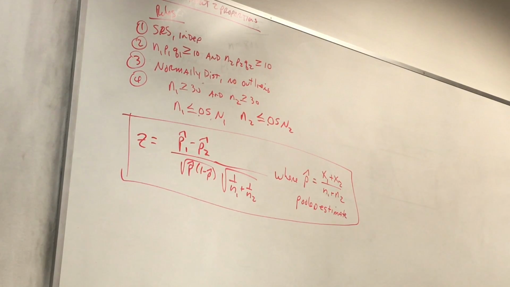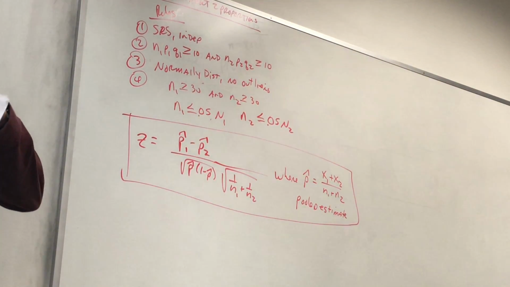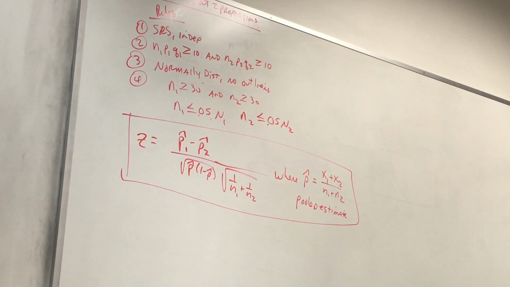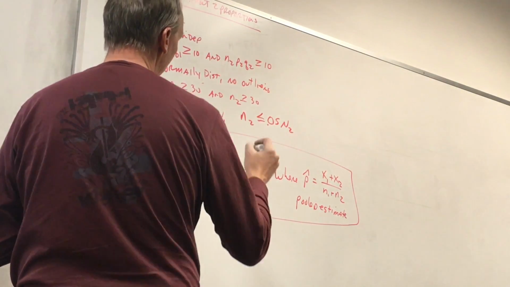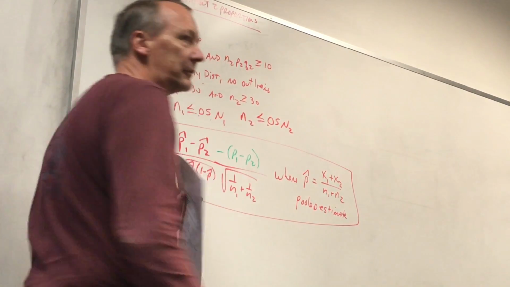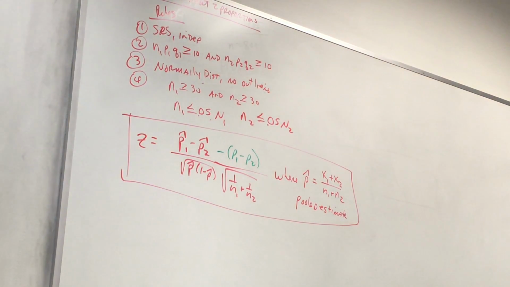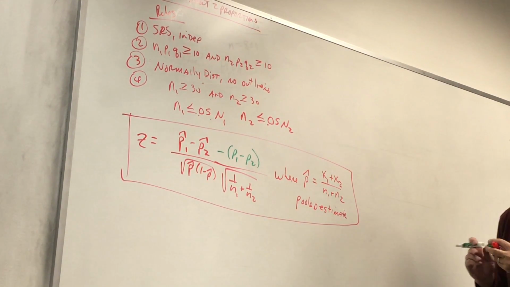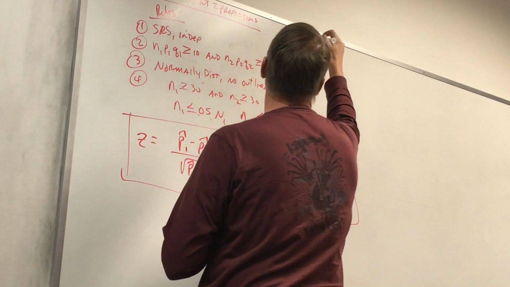Okay? Now, I'm going to point out something. The equation I wrote to you on the board is slightly different than the one you're going to get on your formula sheet. On your formula sheet, they have minus P1 minus P2. Okay, let's think about that for just a minute. According to the null hypothesis, okay, oh, we didn't write down our null hypothesis. I'll write it here.